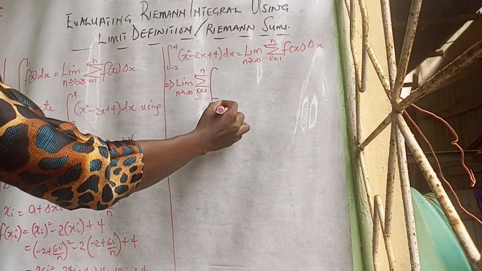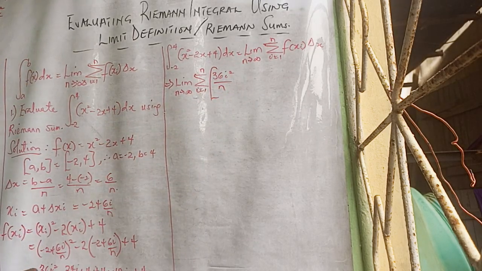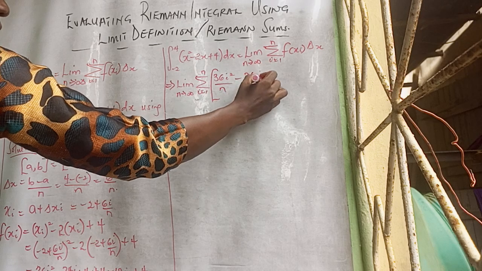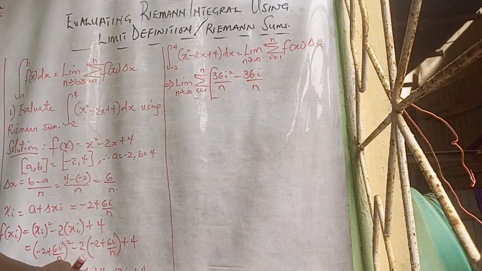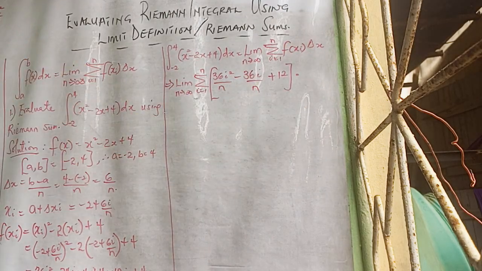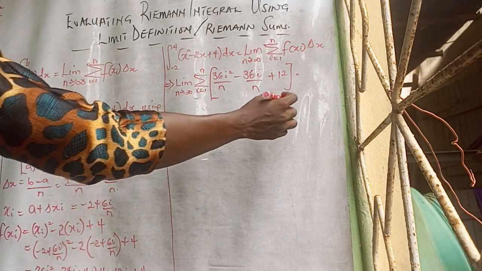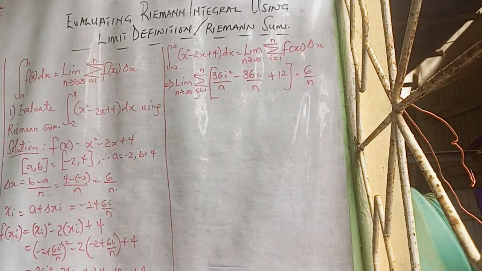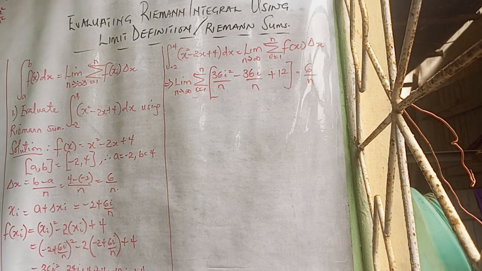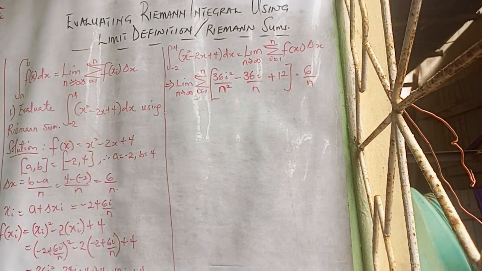And that is what? 36i squared over n squared. This minus this also gives us minus 36i over n. 4 plus 4 plus 4 is 12, into our delta x. Remember our delta x is what? 6 over n.